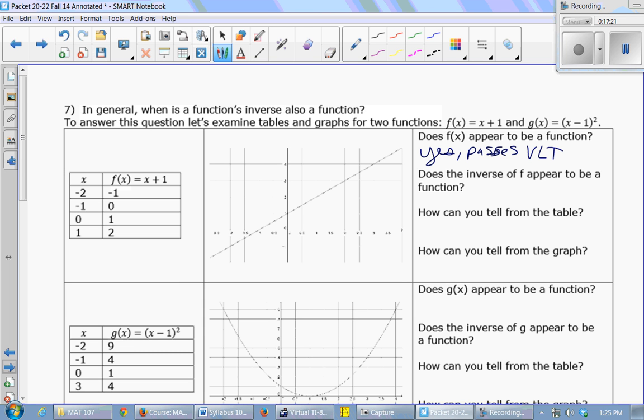What if I reverse the input and output? If this were my input column and this were my output column, do I have any problems with an input going to more than 1 output? No. Okay, so this is fine. It appears that f inverse is also a function. So how can we tell from the table? Because each y came from exactly 1 x. So each y is paired with exactly 1 x.